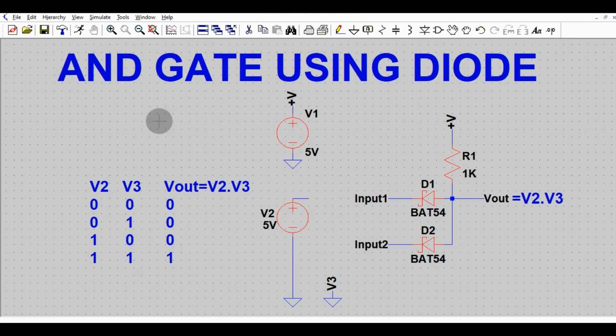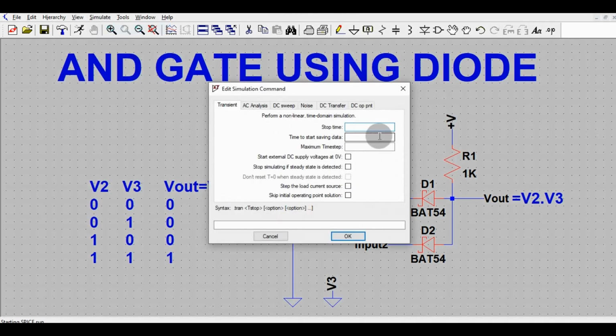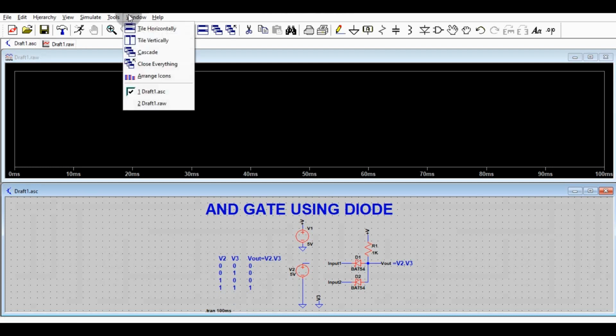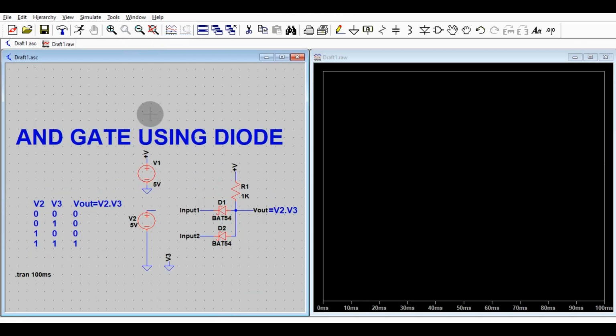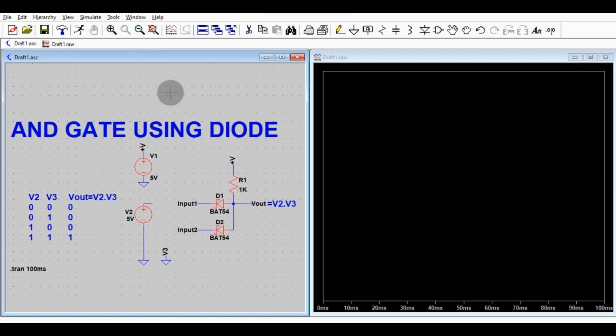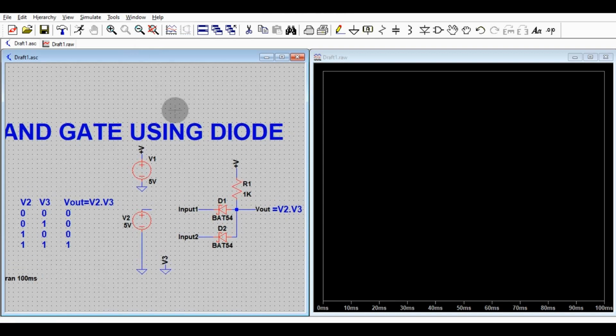To simulate this circuit, you have to go to simulate and then the run button, and you have to select some stop time. Let us consider the stop time is 100 millisecond, right? So now you have the transient command. Let us do one thing. You have to go to window, child window vertically. Now you can see both the circuit window and the waveform window.